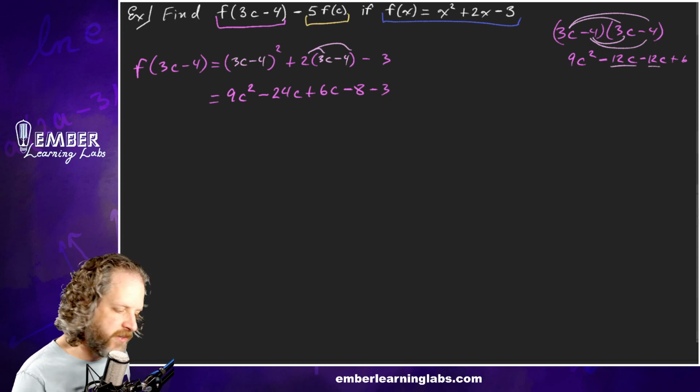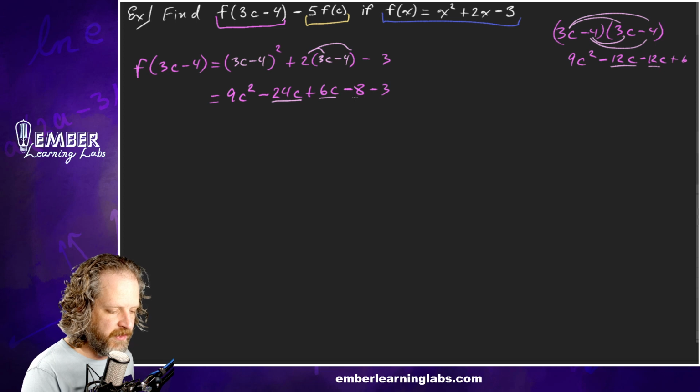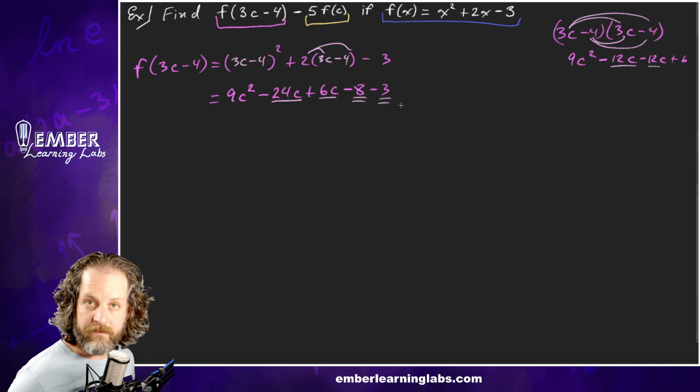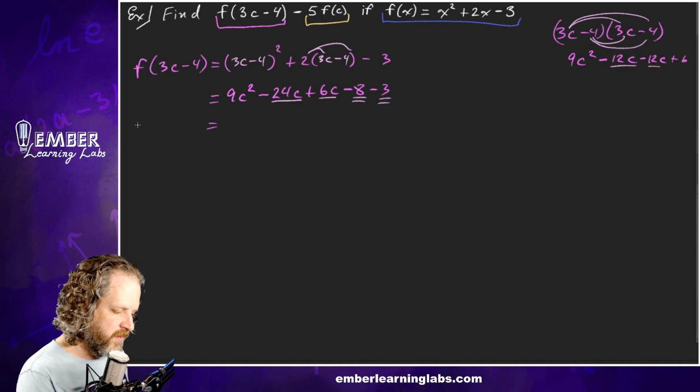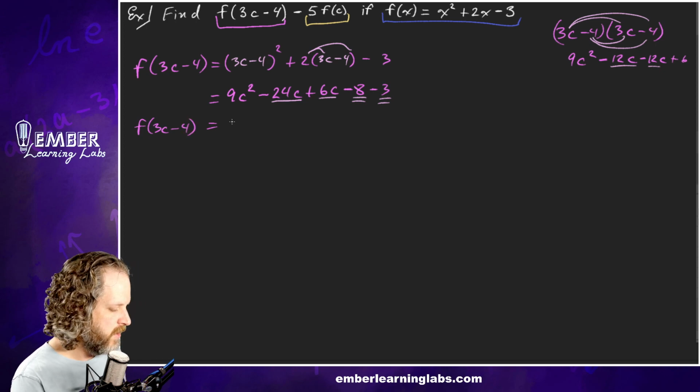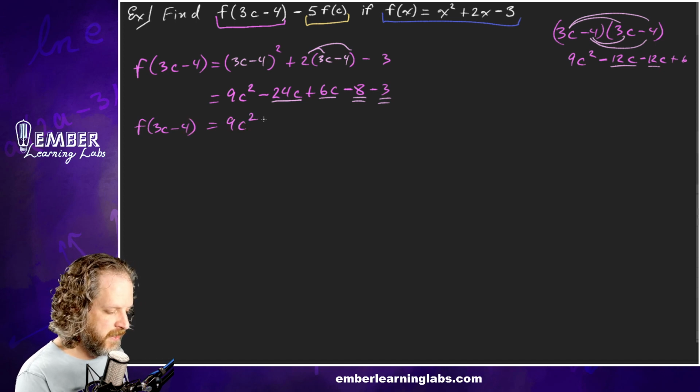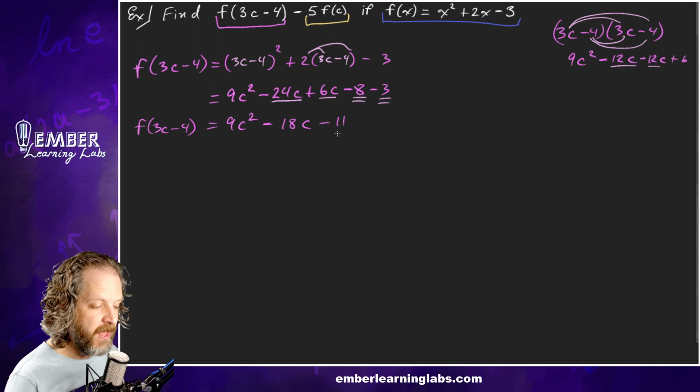Do I have any like terms? Sure as shooting I do. I've got that one with that one and this one with that one. Right? So f of 3c minus 4 turns into 9c squared minus 18c minus 11. Does that look right? I think so, right? So that's this first bit.